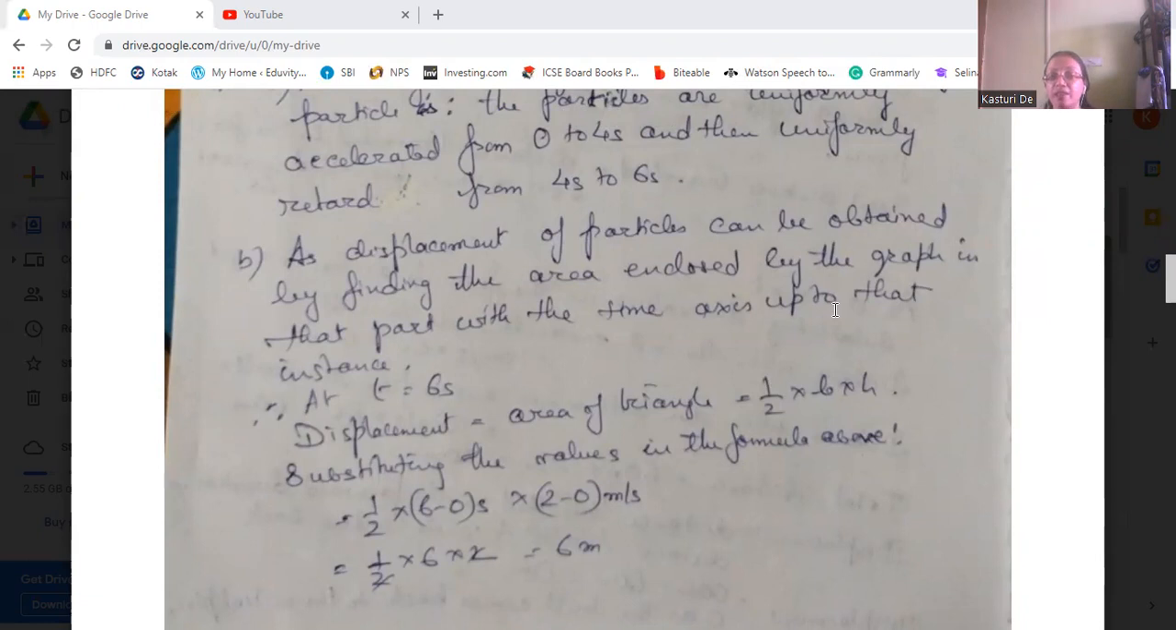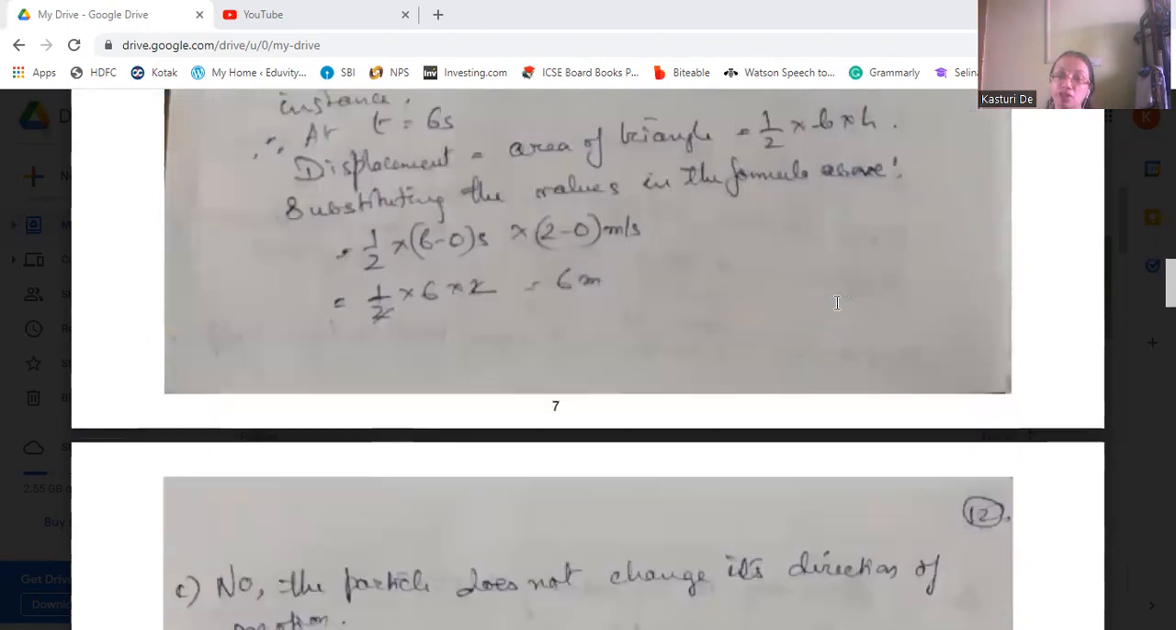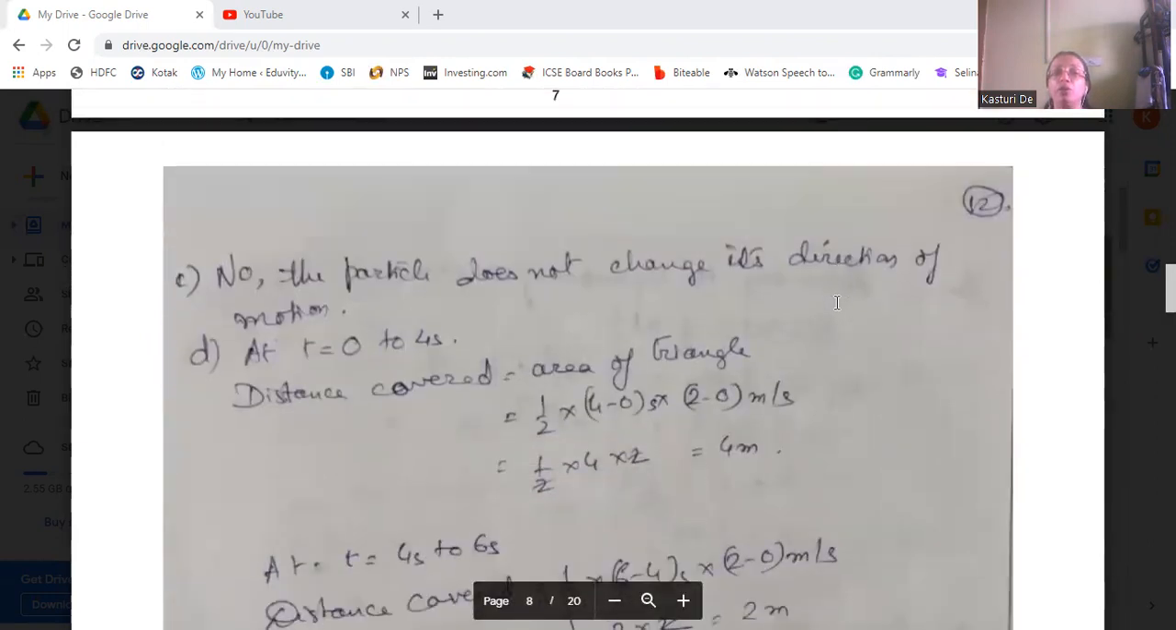So, at t is equal to 6 seconds, the displacement, the area of the triangle, will be half into base into height. That will be equal to half into 6 minus 0 into the time in seconds, and the velocity will be 2 minus 0. Half into 6 into 2, that will be equal to 6 meters displacement. Okay. Now, no, the particle does not change the direction of the motion. Okay. It will not change the direction of the motion.